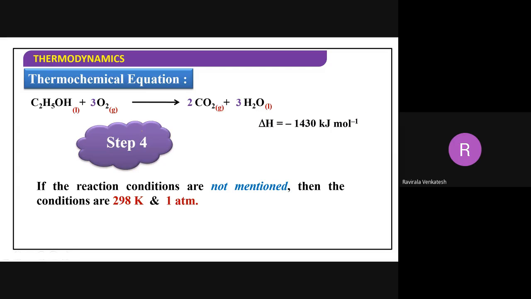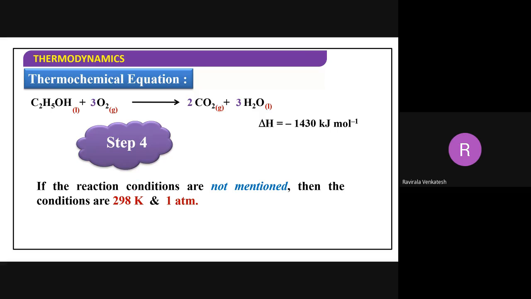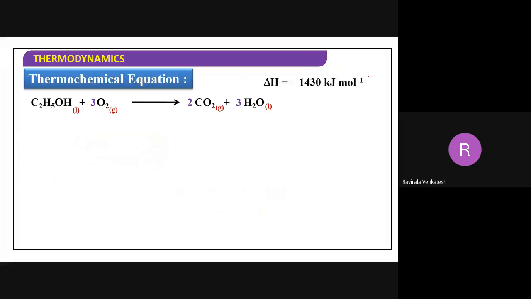Next, finally, the reaction conditions are not mentioned. Nothing is mentioned here. So in that case, the conditions must be 298 K, 1 atmosphere, nothing but standard conditions. Generally, delta H naught is mentioned. That means delta H naught will be for standard conditions. That should be better.